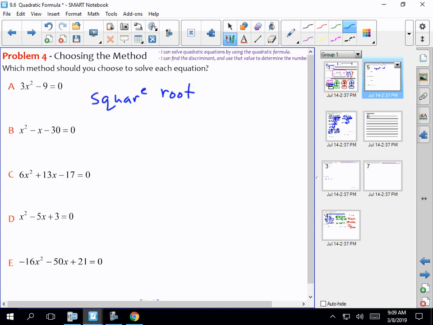Something like this, x squared minus x minus 30 equals 0. You could use the quadratic formula on it, but it's factorable. Negative 6 and 5 would work. The only way you're going to know if it's factorable is to find factors of negative 30 that add to equal negative 1. As soon as you get to that stage, it's factorable. So I would factor to solve that one. C there, as you're looking at it, do you think it's factorable?